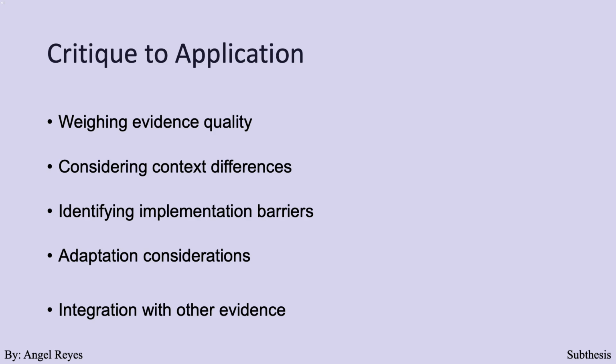Translating critique into application requires several steps beyond quality assessment. Begin by weighing evidence quality. Stronger evidence should carry more influence on practice decisions. Consider context differences. Results from one setting may not transfer directly to another due to population, resource, or system differences. Identify potential implementation barriers, organizational culture, resources, expertise, or competing priorities that might impede adoption.